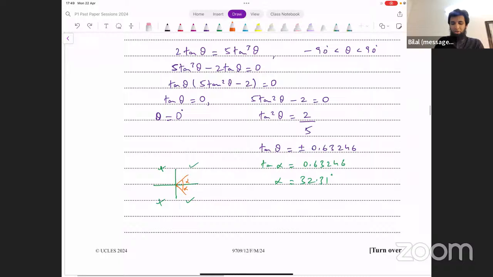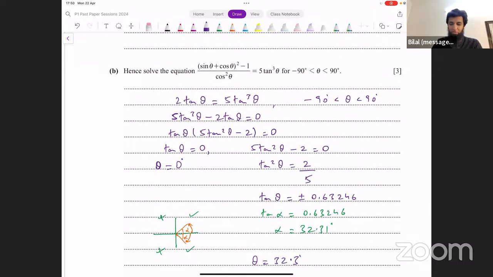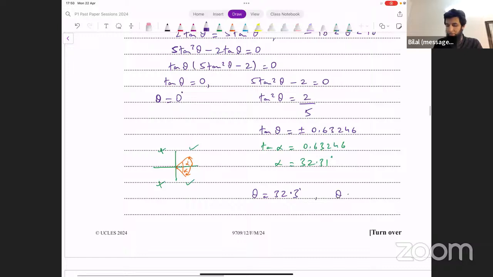So now, what are the possible angles? You could either have this angle on the positive side, or you could have this angle on the negative side. So there are two possible values of theta that you're getting from this. You say theta is either equal to 32.3 degrees. Do we have a level of accuracy given here? No. Or theta equals minus 32.3 degrees. So we've got three answers to the solution.